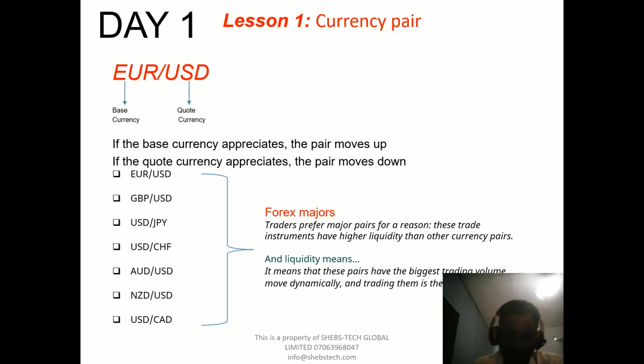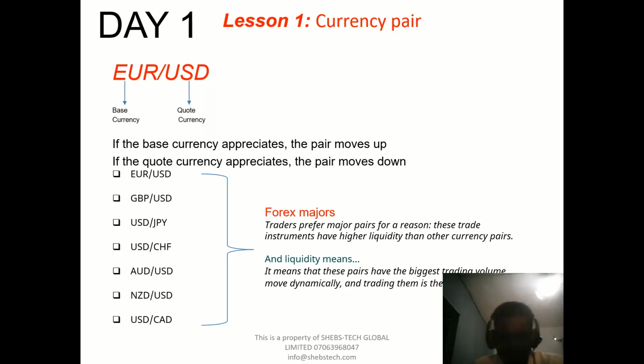If the base currency appreciates, the pair moves up. If the quote currency appreciates, the pair moves down. So it is a tug of war, a competition between these two currencies, the euro and the US dollar. Look at the economy of the eurozone and the economy of the United States. If the economy of the United States is good and the dollar appreciates, then if you are trading this EUR/USD pair, you sell.